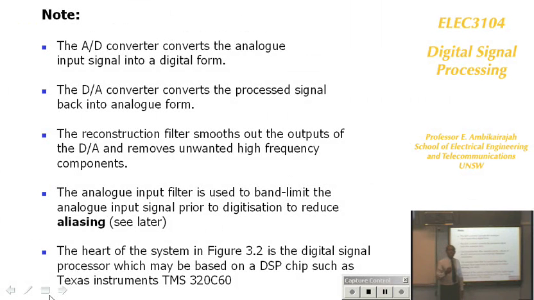Now we look at each block. The A to D converter converts the input signal into digital form. The D to A converter converts the processed signal into analog form.